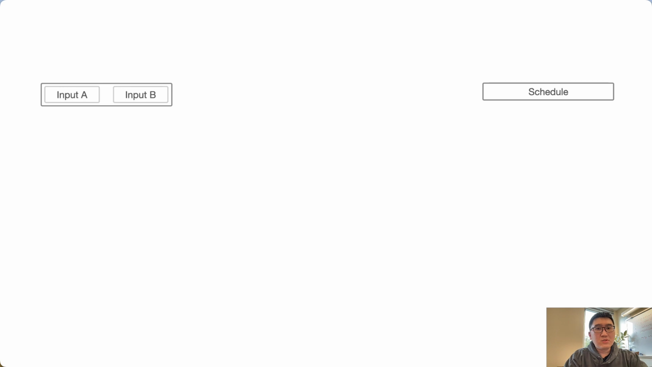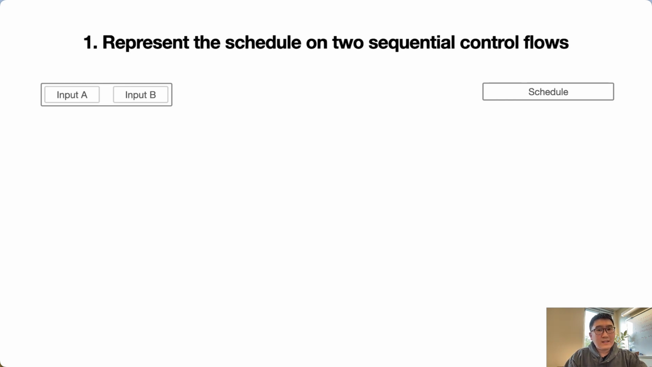Here we have the inputs and the schedule. They are far away from each other because of the big gap between their semantics. So how can we connect them? Our idea is that instead of using the inputs, we can represent the schedule based on two control flows, the control flows triggered by the inputs. This is how it works.